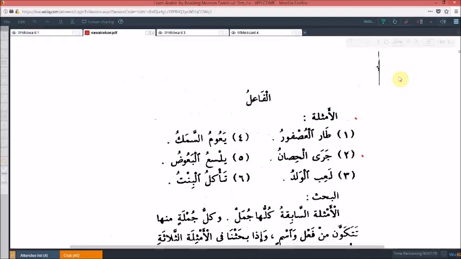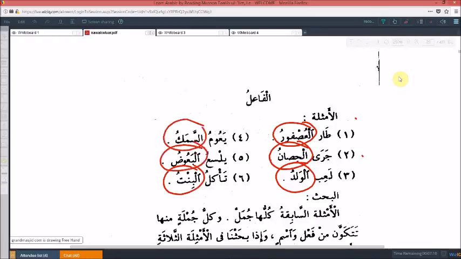So all of these, al-usfur, al-hisan, al-walad, al-bint, al-ba'ud, al-samak, all of them are fa'ils. And all of them, as we see, are marfu' with a dhamma. Right? They're all marfu' and they're all fa'ils. They appear after a verb. Is that clear? No.